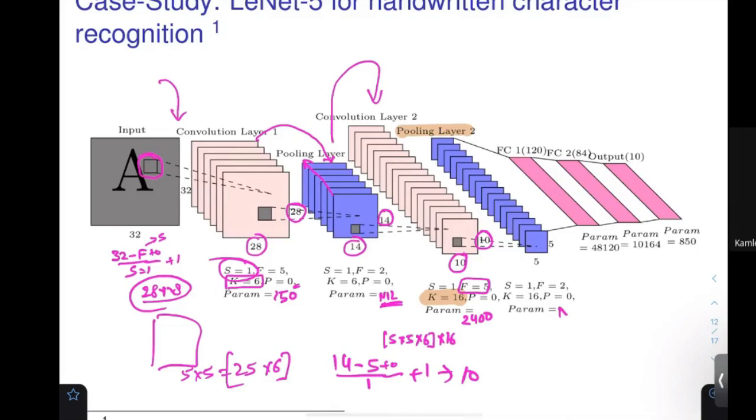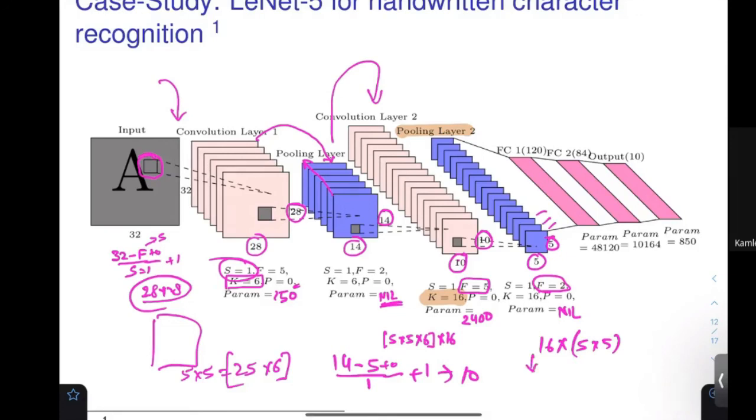So the number of parameters is going to be nil. There is no parameter over here. Filter size is 2 cross 2, so you are going to get half the things. So how many such planes? 16 such planes. For every plane, how many values are there? 5 cross 5, 25 values are there. So how many total values do I have?